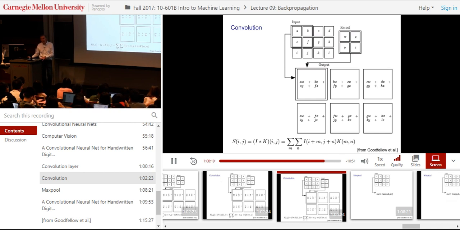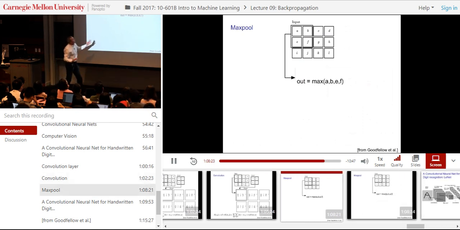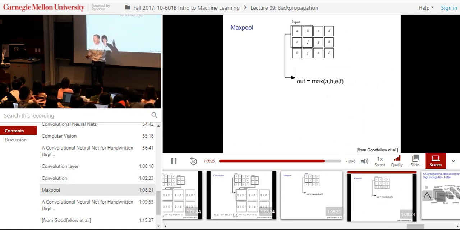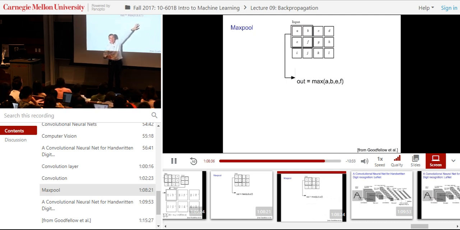The other kind of layer I mentioned is a max pool layer. That's even easier. Again, we have a grid, and we're going to move it around. But now the output of the max pool layer is simply the maximum of the values it's looking at. So it's the maximum of the pool.